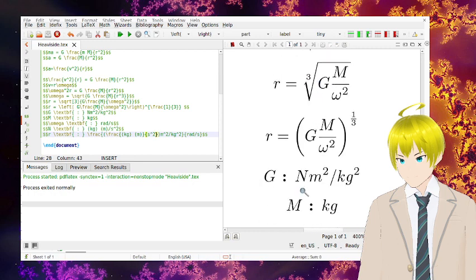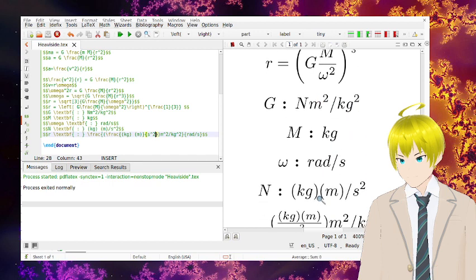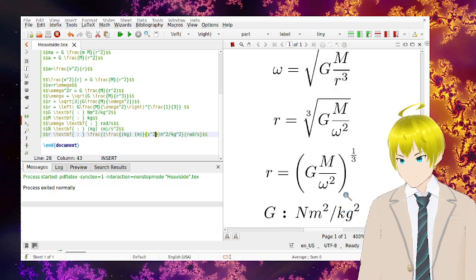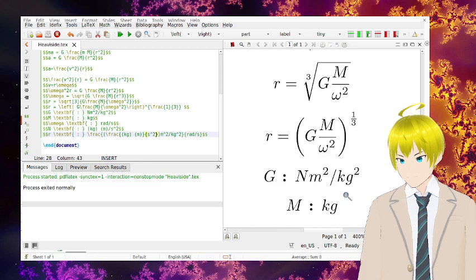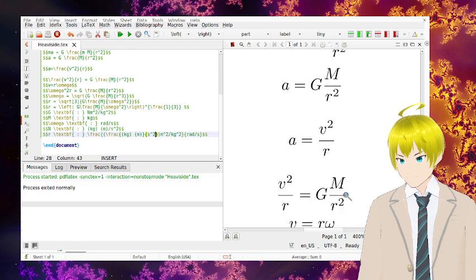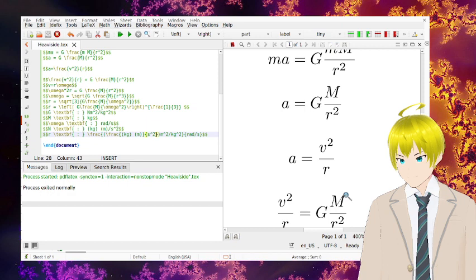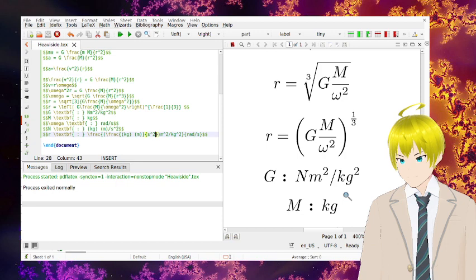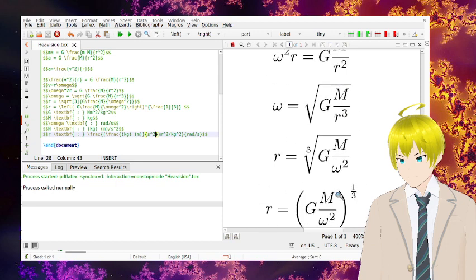Up here, is this correct? G is, of course, newtons meters squared per kilogram squared. Once you plug in your newtons, it's going to be kilograms meters cubed. No, meters cubed over kilogram per second squared. Is that right? No. Wait a second. Oh, no. It is right? Yeah.